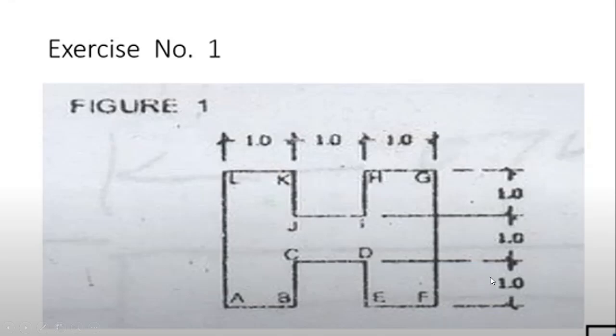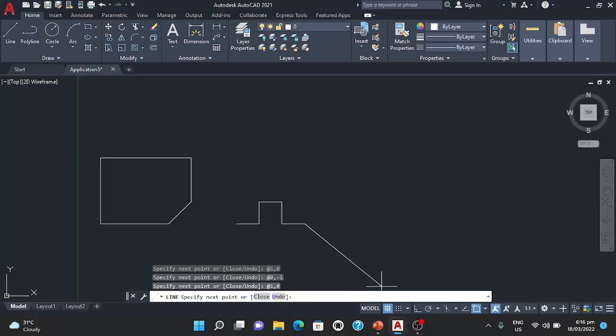Next one. From point F to point G, we have a vertical distance of 3 units, so this must be 1 plus 1 plus 1 equals 3. Point F to point G is going upward, so automatically our change in y would be positive. Our change in x would remain 0. So let's declare @0,3.